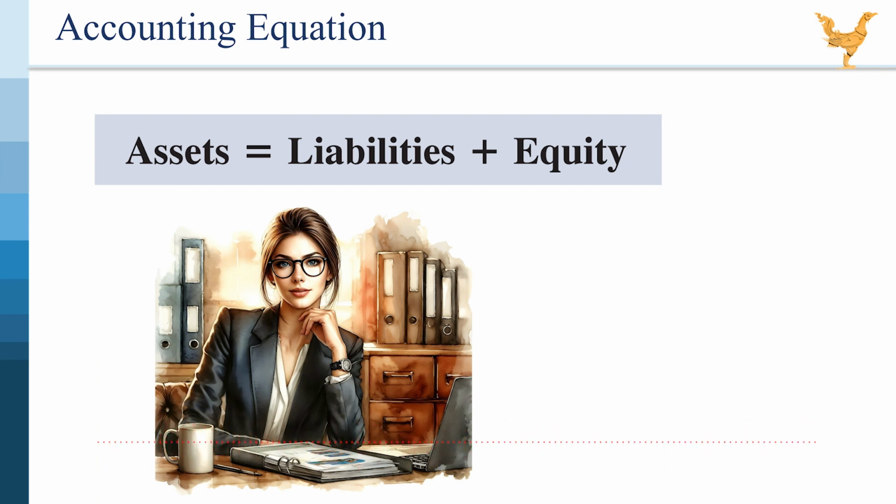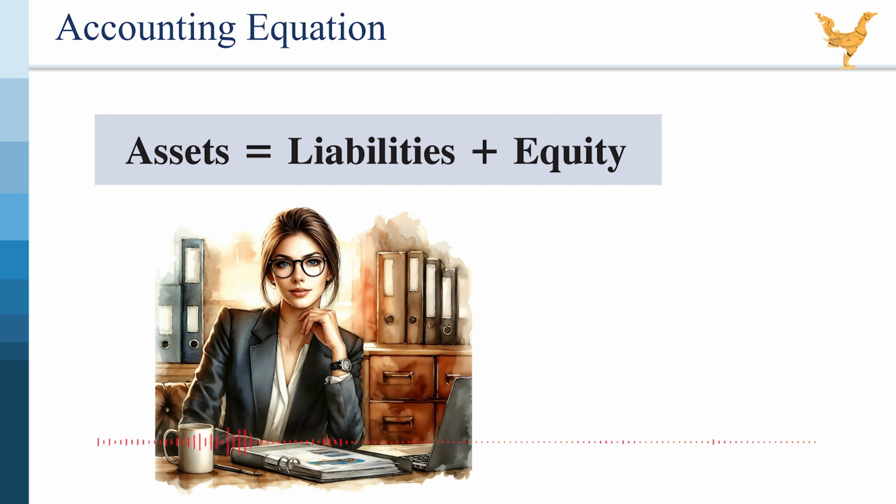Here's how it works. The accounting equation ensures that every transaction a company makes is balanced. For every change to one side of the equation, there must be an equal and opposite change to the other side. Example. Imagine a company takes out a loan for $10,000. This increases the company's assets, cash, by $10,000, but it also increases its liabilities, loan payable, by $10,000. The equation remains balanced. Why is the accounting equation important?